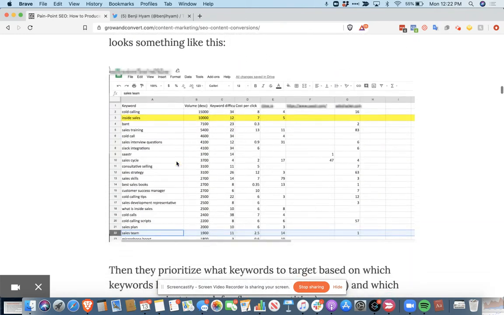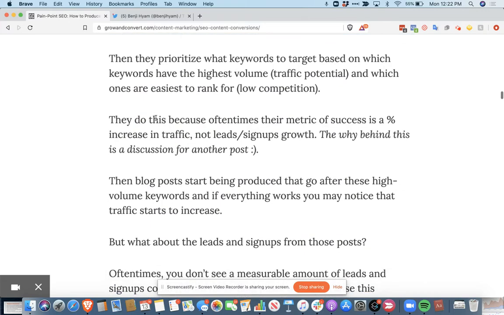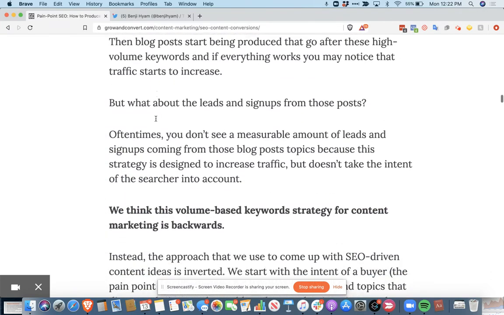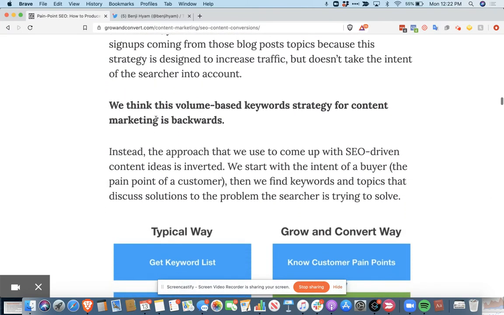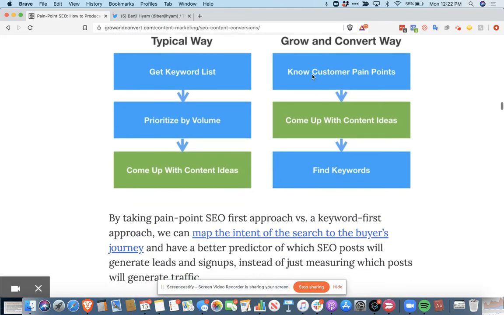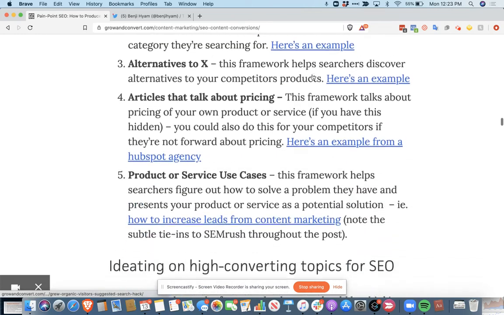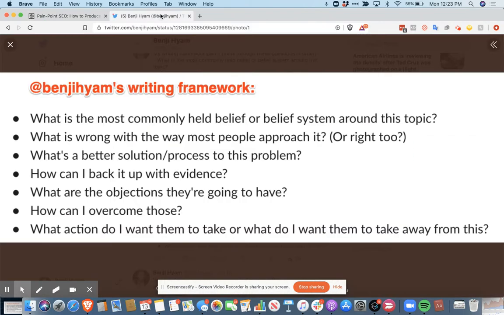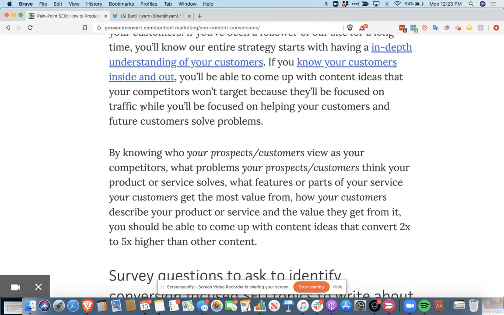So we're sharing our own process here about prioritizing keyword buying intent over volume. So again, typical way, Grow and Convert way, our own process here. Now, the 3 questions here: how can I back this up with evidence? What are the objections that they're going to have? How can I overcome those?